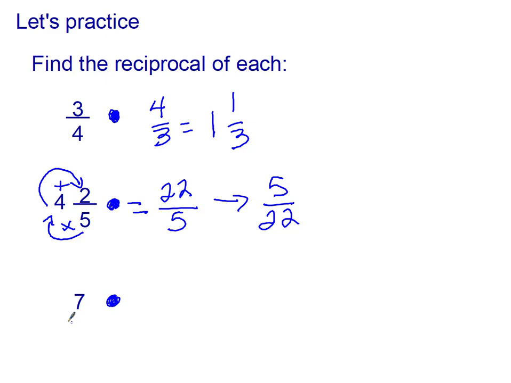Now what about 7? Well, 7 as a fraction would be 7 over 1, so its reciprocal would be 1 over 7. And that's really all you need to know in order to divide fractions and mixed numbers.